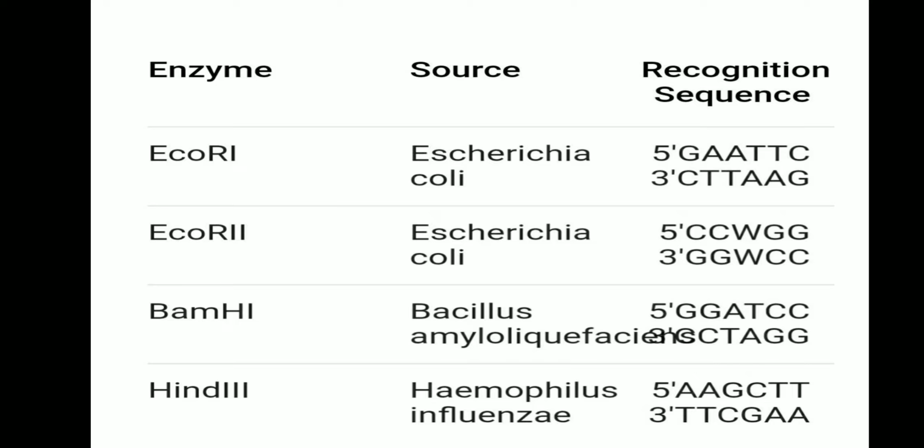The source of EcoRI is E. coli bacteria. BamHI, the source is Bacillus bacteria. HindII and HindIII, the source is Haemophilus influenzae bacterium. And these enzymes have a particular recognition sequence. Using this particular recognition sequence, the restriction enzyme cuts the DNA at the particular location.